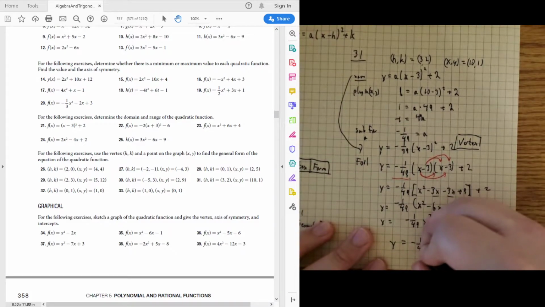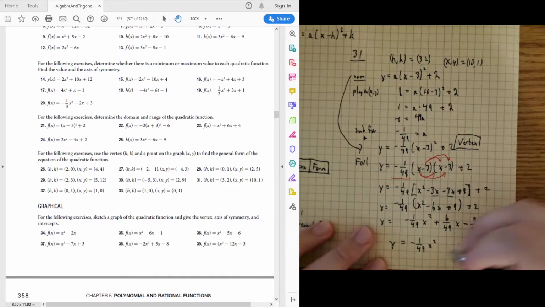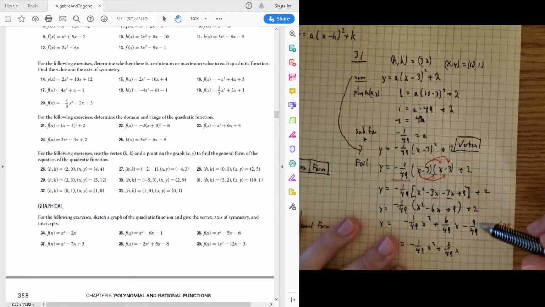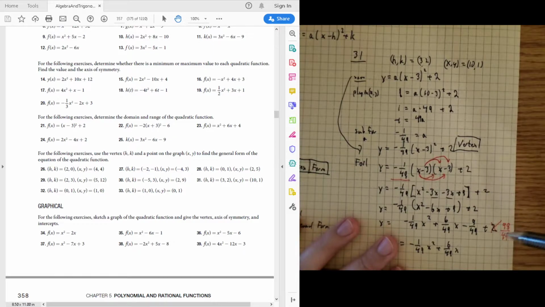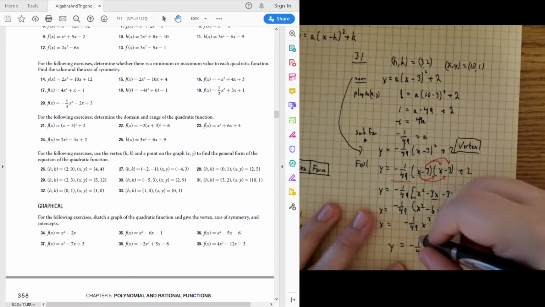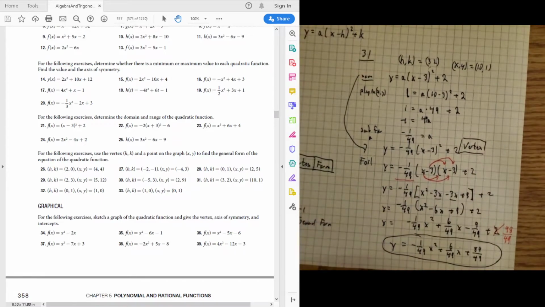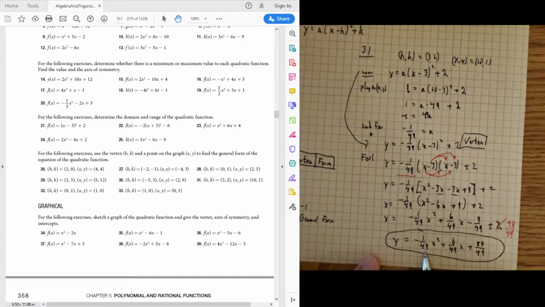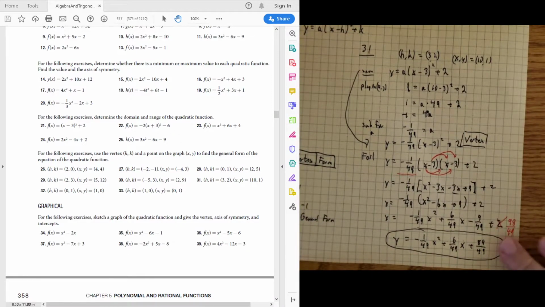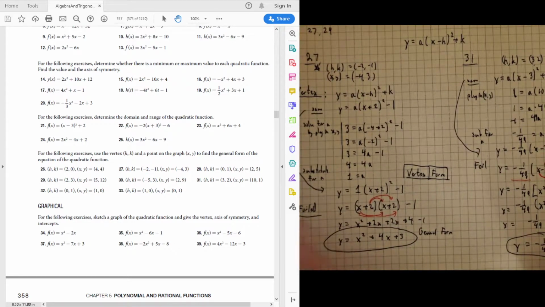Negative 1 over 49 x squared plus 6 over 49 x. Okay, negative 9 over 49 and positive 98 over 49 would make this positive 89 over 49. I don't think that reduces, so I'm going to stop right there. So we have negative 1 over 49 x squared plus 6 over 49 x plus 89 over 49, and that's our general form. So again, notice how 27 and 31 had the exact same parts.